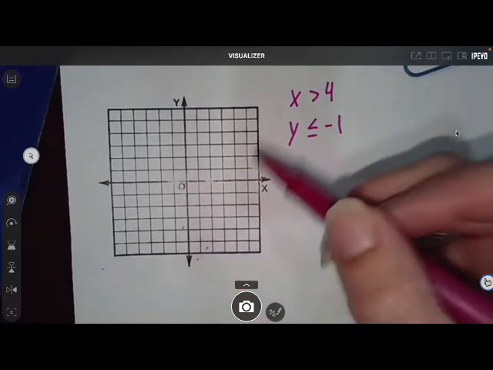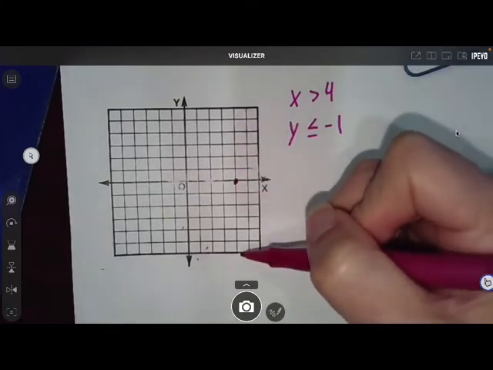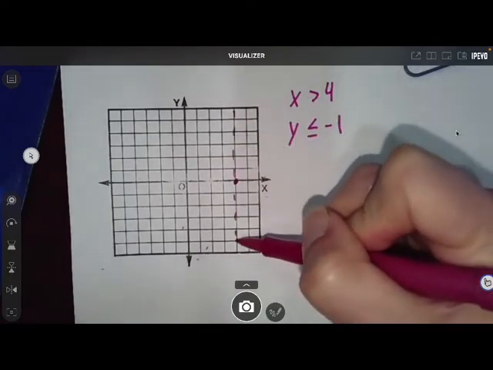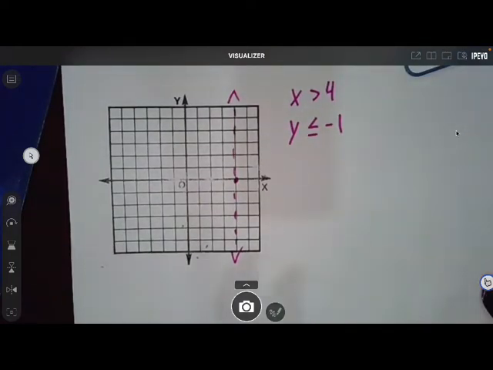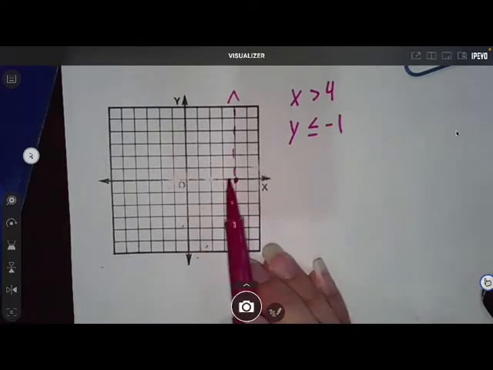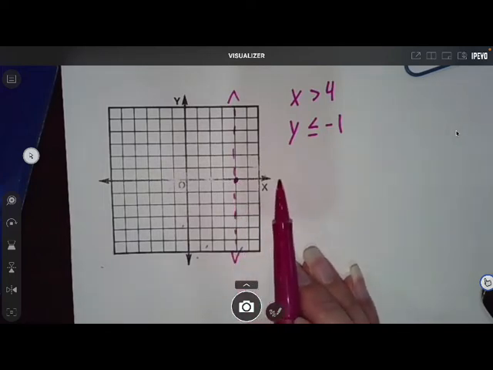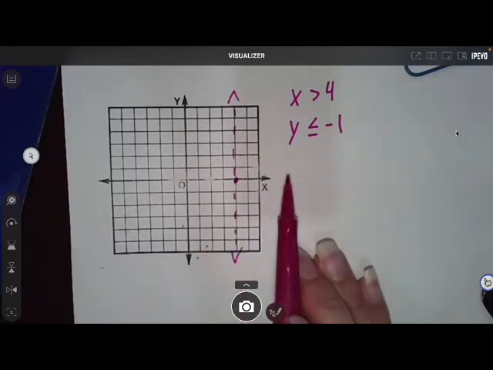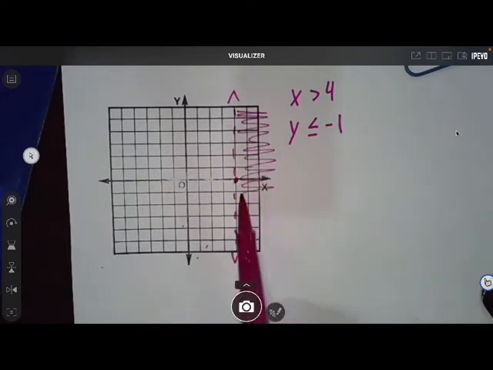1, 2, 3, 4. Now, am I going to make this whole line a dotted or a solid line? Dotted, because I don't have the equal to. This right here is my vertical line. Now, this one's a little bit different. What x values are greater than 4? The ones over here or the ones over here? Right. To the right. We normally don't think right or left, but in this case we are. Wouldn't you say that 5 and 6 and all these numbers are bigger than 4? So I would shade over here to the right.